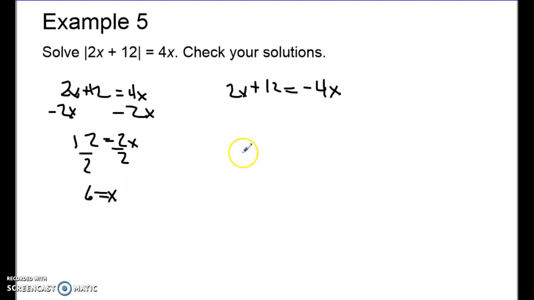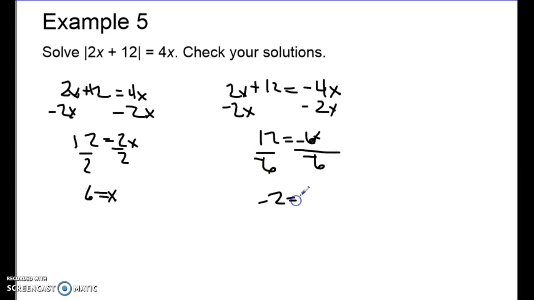And we'll come back and double check that in just a minute. So I want to follow those same steps over here. Negative 2x, so I subtract 2x. So I'm left with 12 equals a negative 6x. Again, I divide by whatever's with my x, this negative 6. So then I have a negative 2 equals x. So now I'm going to go back and double check the work.